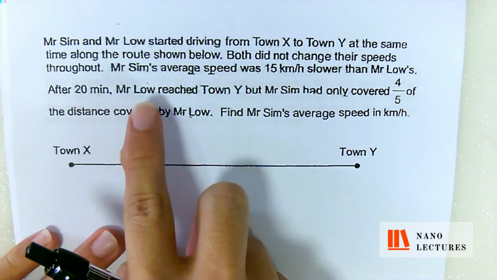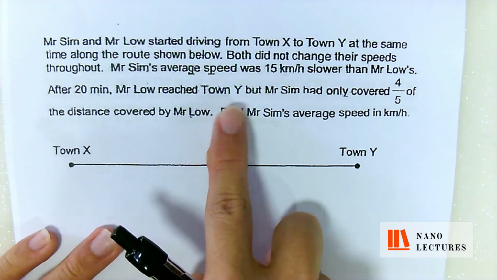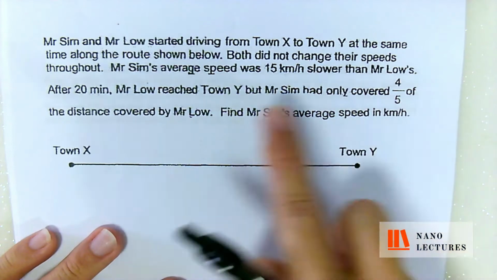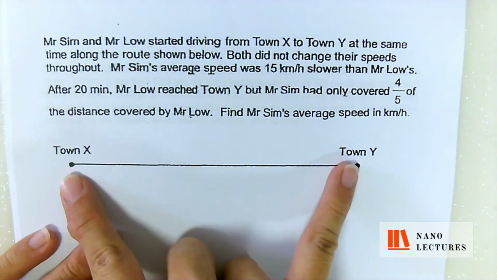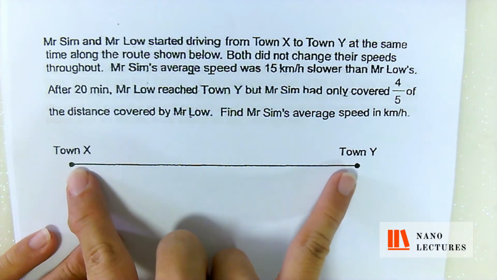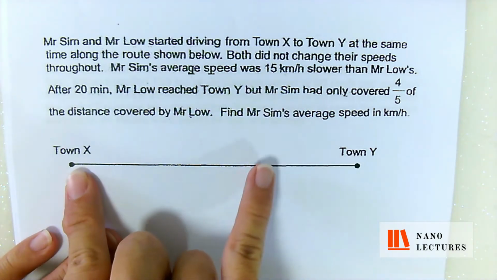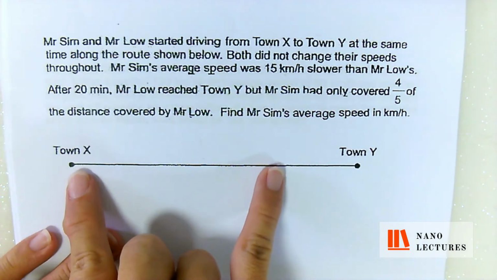After 20 minutes, Mr. Low reached Y already, but Mr. Sim only covered 4/5 of the distance. Okay, so out of the entire distance, Mr. Sim only covered 4/5, which is over here only.